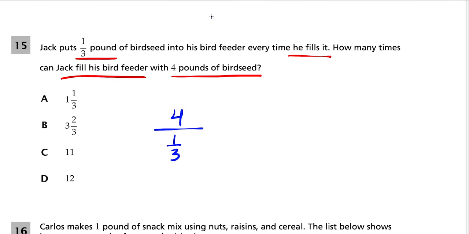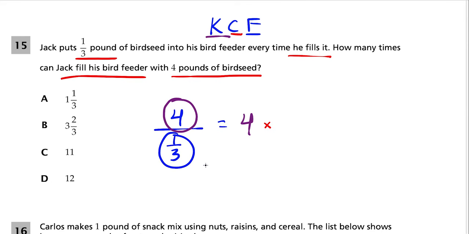And there's a nice technique for dividing fractions, and this is the abbreviation for it, KCF: keep, change, flip. The way we do this is that we keep the stuff on top, so we're keeping the 4, then we change the operation from division to multiplication, and then we flip the bottom fraction. So this is the one that we're going to flip. And by flip, the actual math word for it is take the reciprocal. So now we just simplify this. This is 4 times 3 divided by 1 is 3. And 4 times 3 is 12. So Jack can fill the bird feeder 12 times.